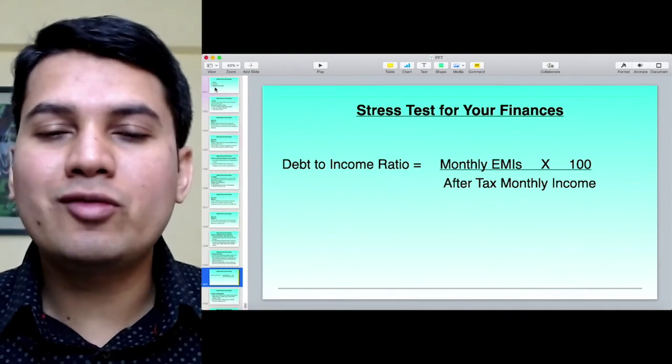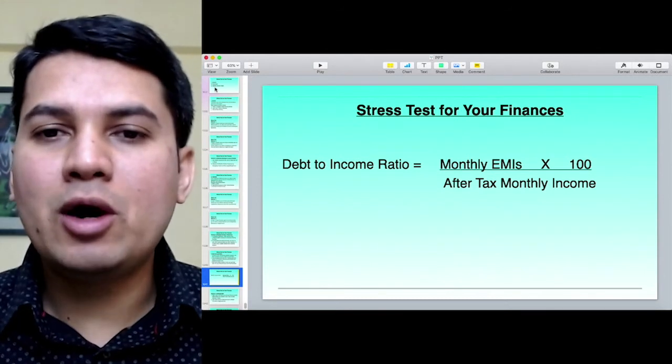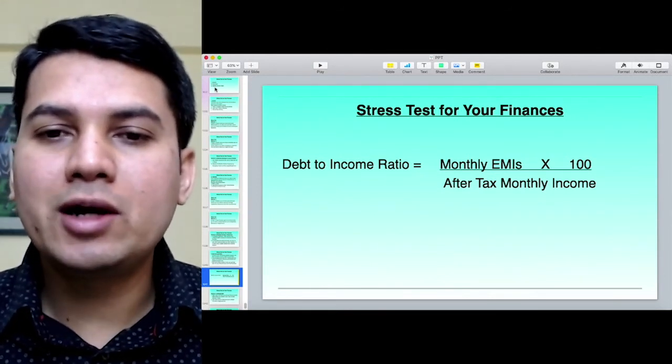If it is more than 40%, that means you are financially stressed. You need to somehow reduce your loans. If it is below 40%, you are comfortable, you can continue the same way.